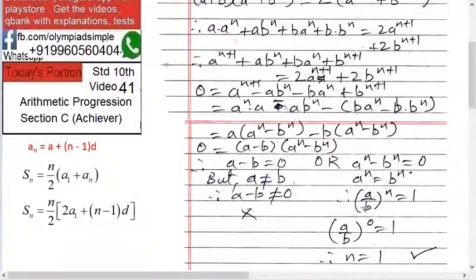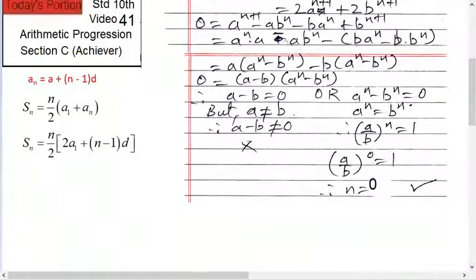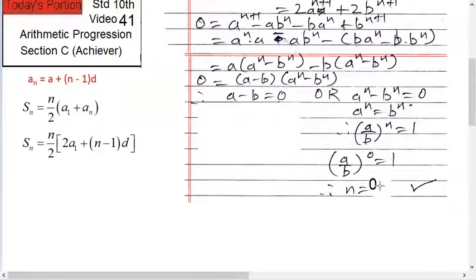Bring b^n below on the left hand side. So it becomes (a/b)^n equals 1. But what is it when anything is raised to... when is it 1? When the power is 0, meaning 2 raised to 0 is 1, 100 raised to 0 is 1, anything raised to 0 is 1. That means n will be equal to what? 0. That's why this is 1. So n equals 0, right? This is the required answer. So the final answer is n equals 0.